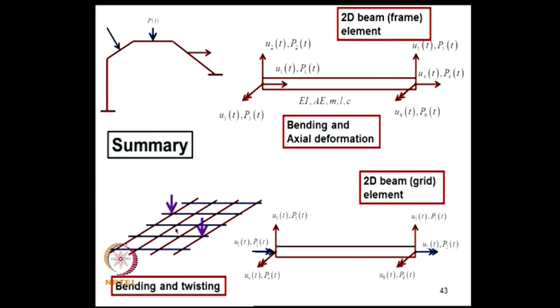In the discussion that we had just now, we considered the so-called grid structures, which are again planar structures, but here the loads act transverse to the plane of the structure. So, here the load carrying mechanism is through bending and twisting. A typical grid element will have 2 twisting degrees of freedom, that is u1 and u4, and 4 bending degrees of freedom, that is u2, u3, u5 and u6. So, for grids we have bending and twisting, and for planar frames we have bending and axial deformation.